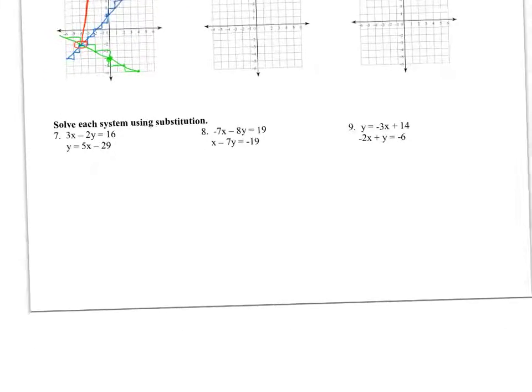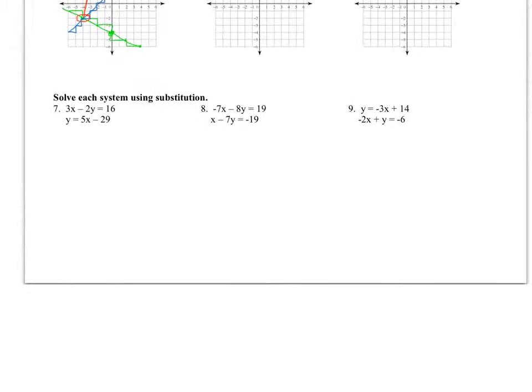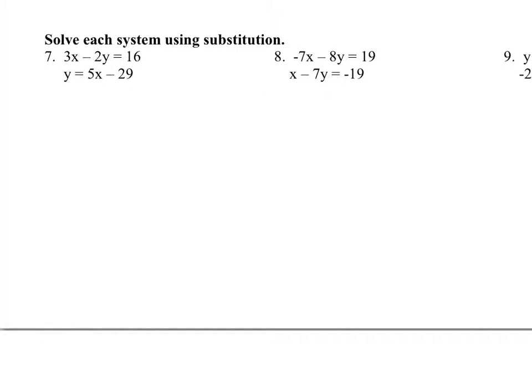Alright, next question, solve by substitution. In order to use substitution, you must have one of the equations solved for y. In this case, we do. So this is y. We're going to take that and plug it into the other equation in place of y. So we get 3x minus 2, and the y disappears, and we replace it with what y is equal to, in this case, 5x minus 29. Then we finish the rest of the equation.